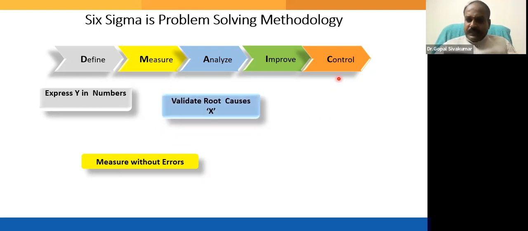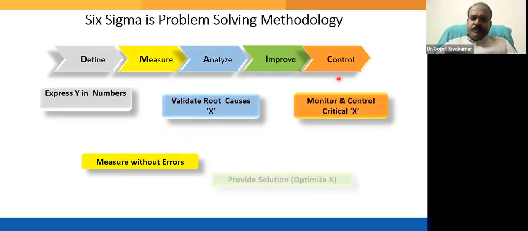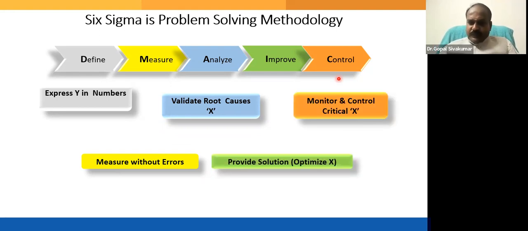Identifying the culprit is easier, but proving the crime is difficult. Unless and until you prove the crime, punishment cannot be given. Then improve, you actually fix the root cause. Fixing the root cause is called treatment. Nothing but you are optimizing the critical X factor. In the coffee example, it is coffee powder. We are just optimizing the coffee powder so that every coffee comes with desired level of strongness.